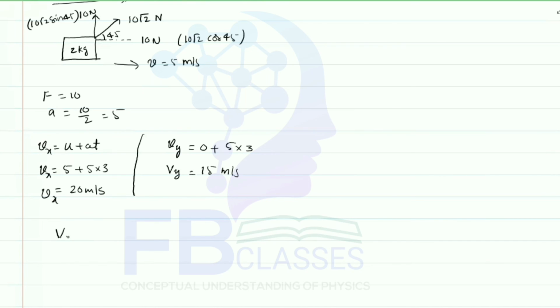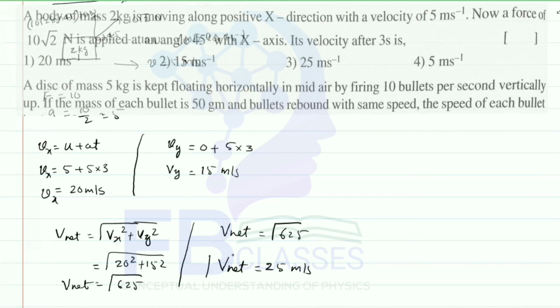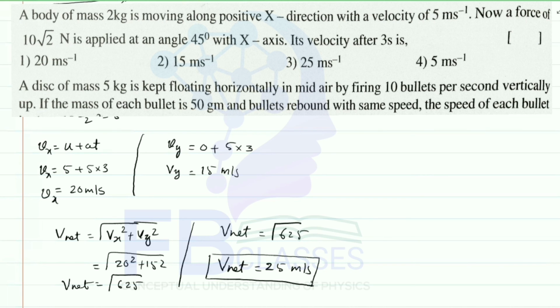Now I want to find the net velocity. V net is equal to root of Vx square plus Vy square. We know that. So 20 square plus 15 square becomes root 625. Root 625, how much, my dear? 25. Yes or no? 25 into 25 is 625. So V net is equal to 25 meter per second after the 3 seconds. That is the answer. The third option is the correct option. Hope you understand.